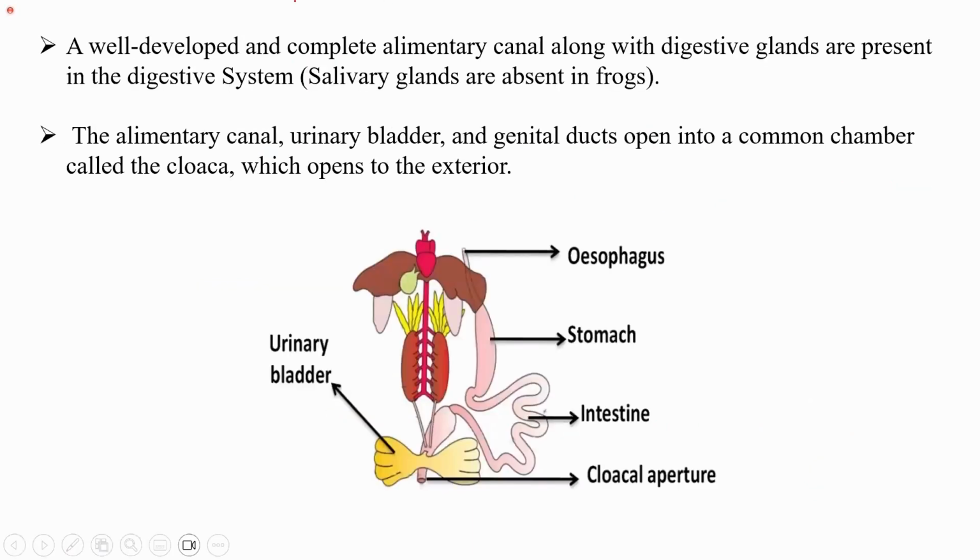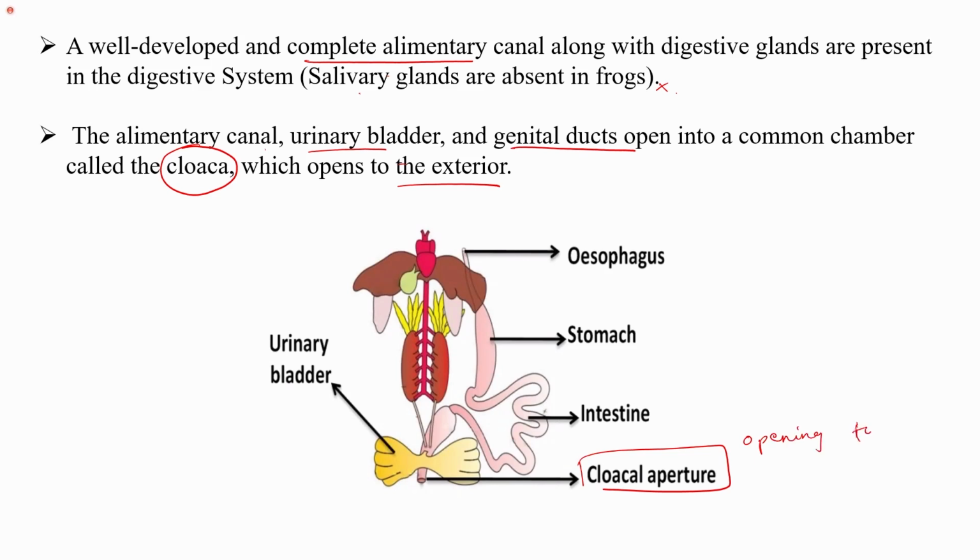A well-developed and complete alimentary canal along with the digestive glands are present in the digestive system. Salivary glands are absent in the frogs. The alimentary canal, urinary bladder and the genital ducts open into a common chamber which is known as the cloaca, which is the opening to the exterior. So they have a cloacal aperture.